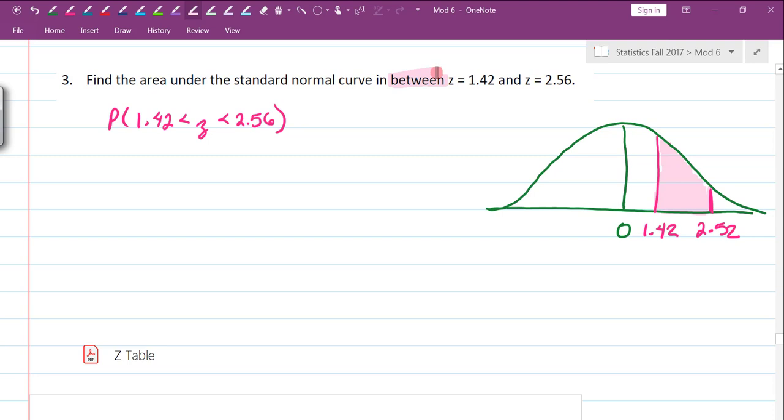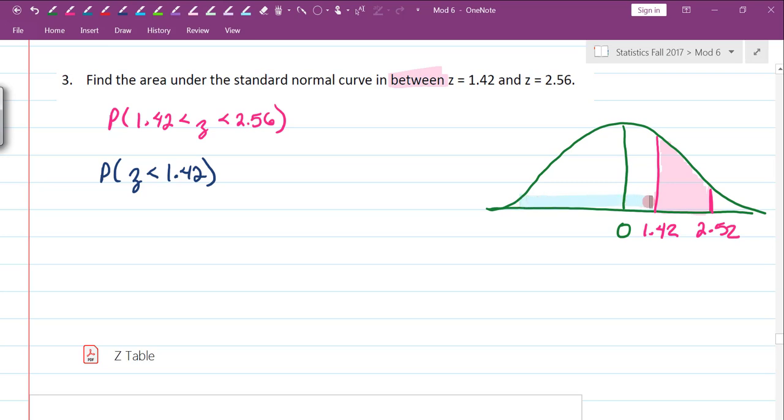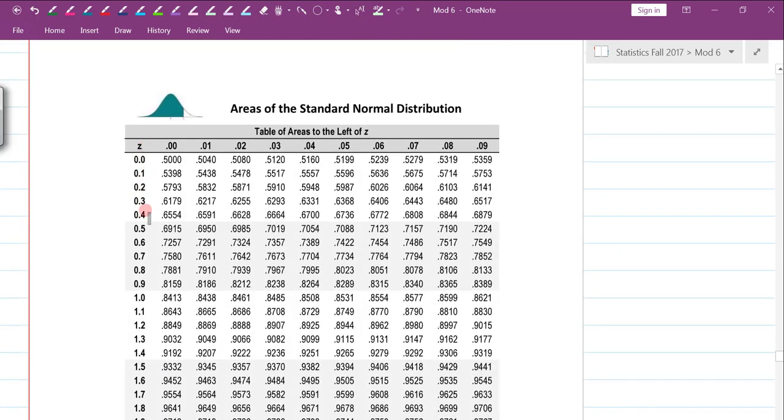Well, our tables give us from negative infinity to the value. So the first value I'm going to look up is the probability that z is less than 1.42. That is going to give me this area right in here. So let's go find that, 1.42. I need to come to our positive tables. To z is 1.4. Now we got to come to the 2. Look at the intersection of those two, and that's 0.9222.